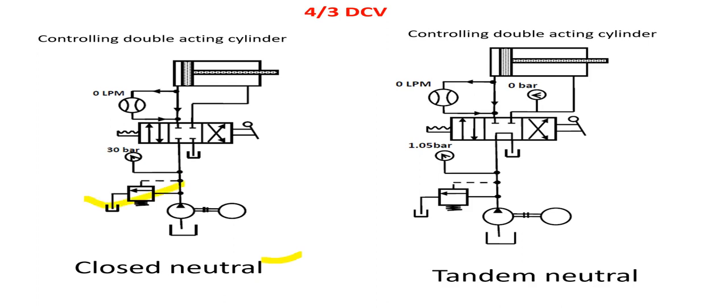Another position is the tandem neutral position. In tandem neutral, the fluid travels through, but since it cannot go to the actuator side, it goes back to the tank line. So this is called a tandem neutral. There are different applications for closed neutral and tandem neutral that we will study later.